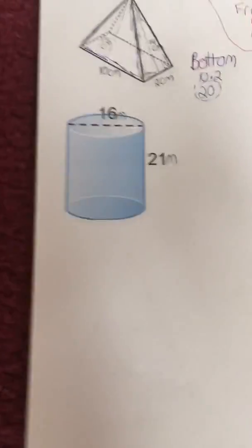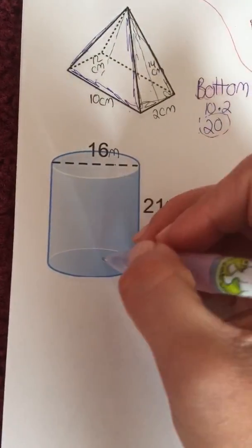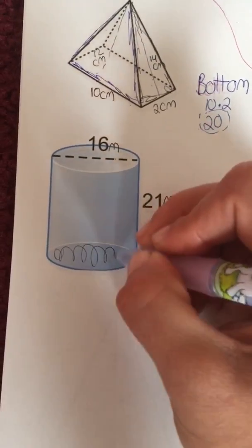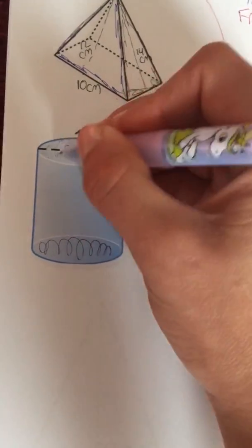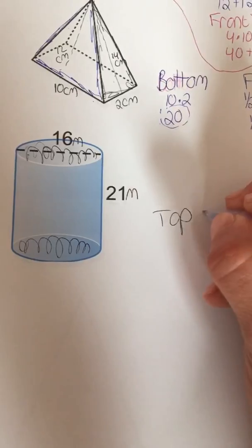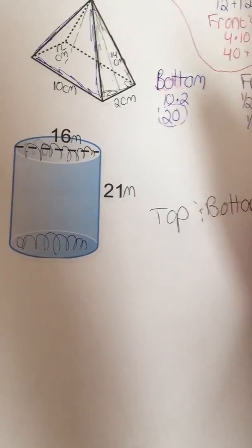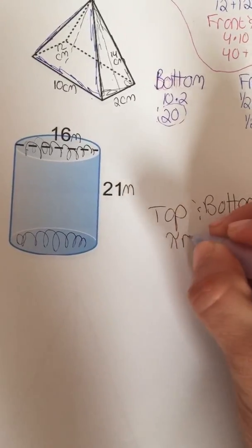And again, for a cylinder, same process, just look at all the different surfaces. So let's take the top and the bottom first. There are the circles. Circle here and a circle here. So top and bottom, they'll be the same size.